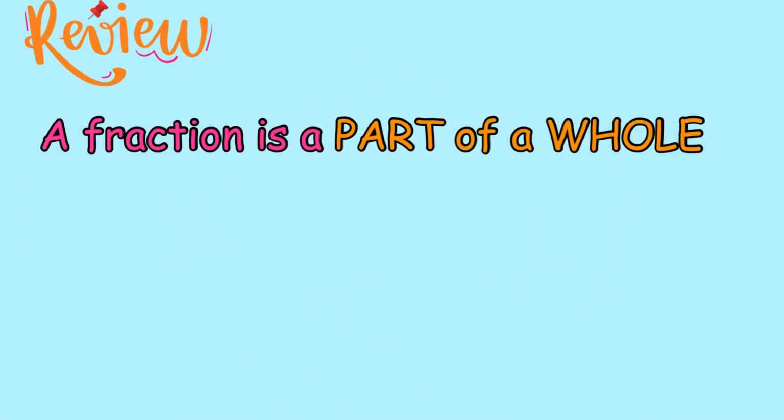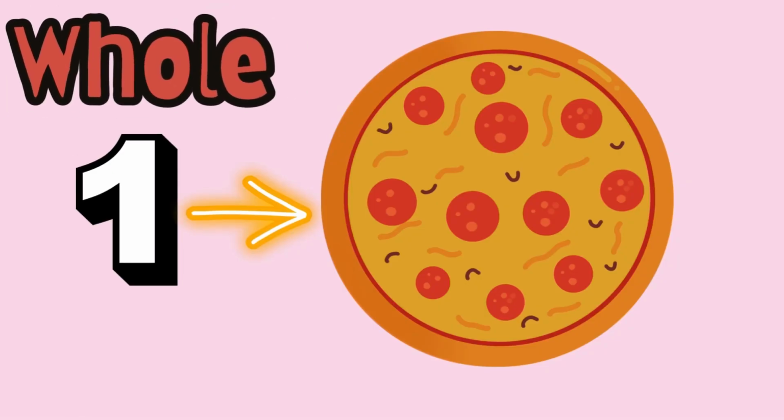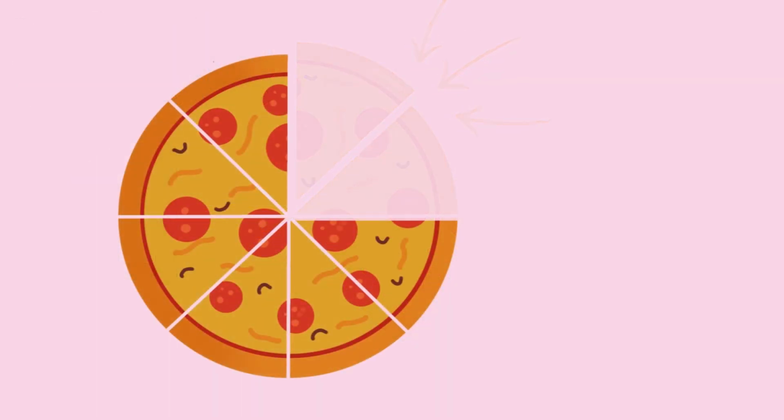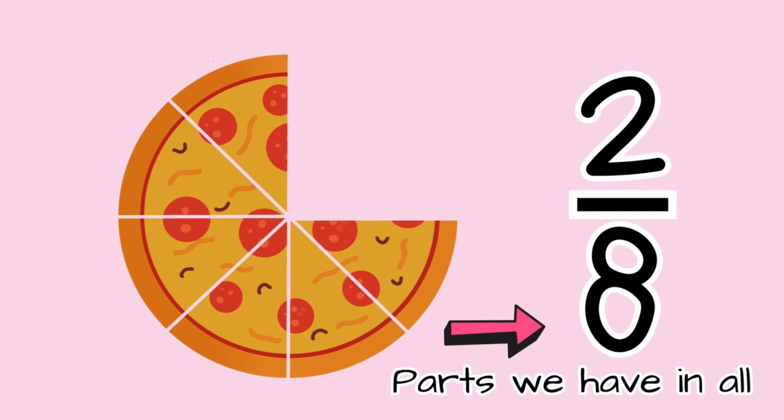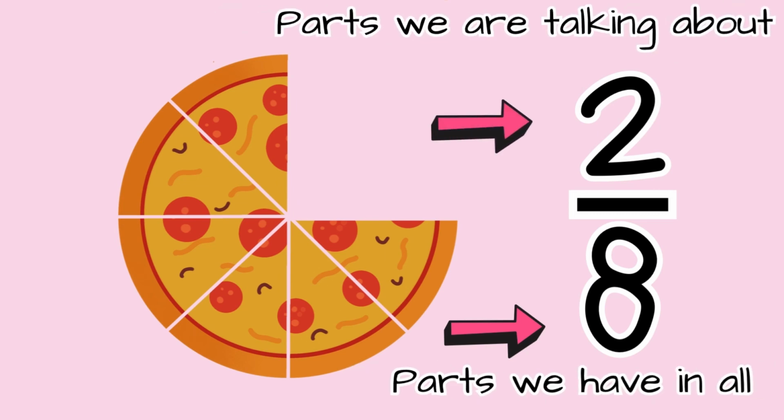A fraction is a part of a whole. If we cut a whole pizza into slices, we're going to have fractions. For example, in this case, we can say that we ate 2/8 of the pizza. The denominator is the number at the bottom and it represents the parts that we have in all. And the number at the top is the numerator. That number represents how many pieces we're talking about.